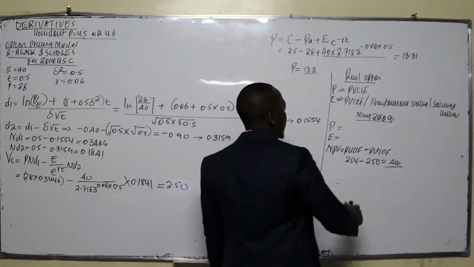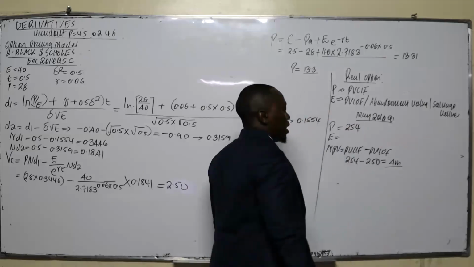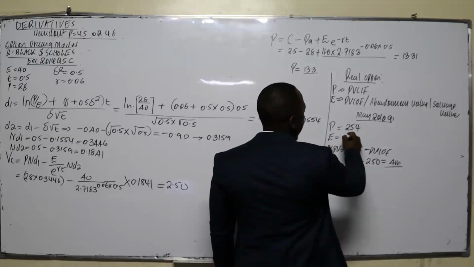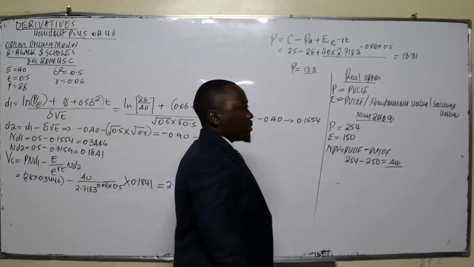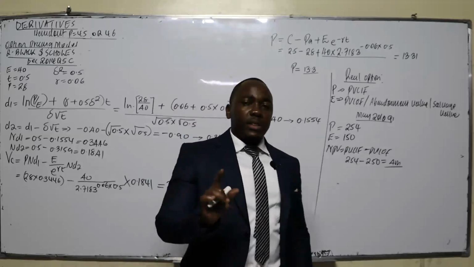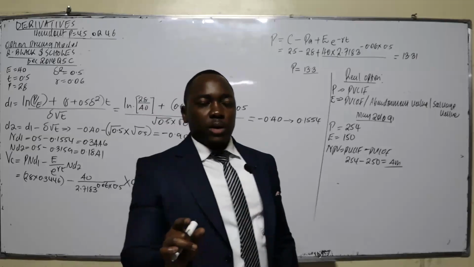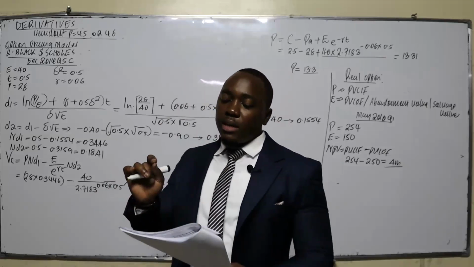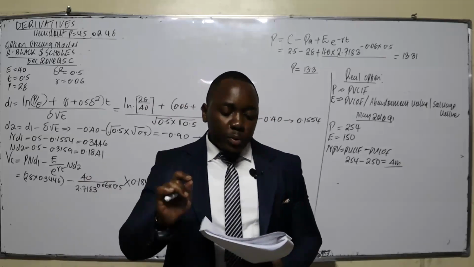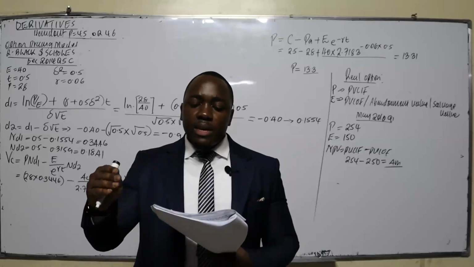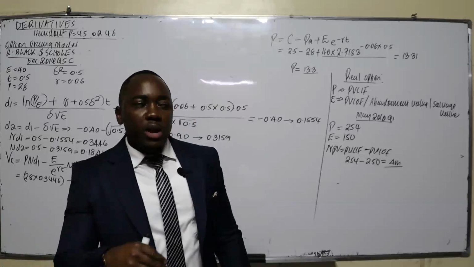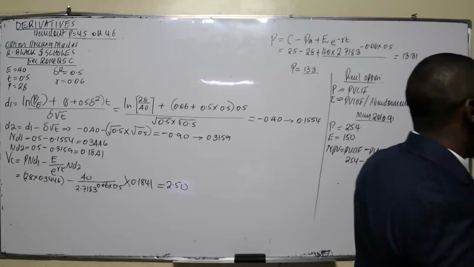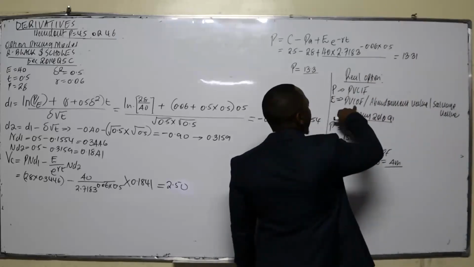P is 254, correct. Give me E. It's 150. Now, what's the lead option in this case? To abandon. So the lead option is to abandon, not to invest. Now, the project is for 20 years, but you're told that Planet Limited has an option to abandon the project anytime in the next 5 years for 150. If you abandon, it means you are selling that project at 150. So you exercise that lead option for 150.